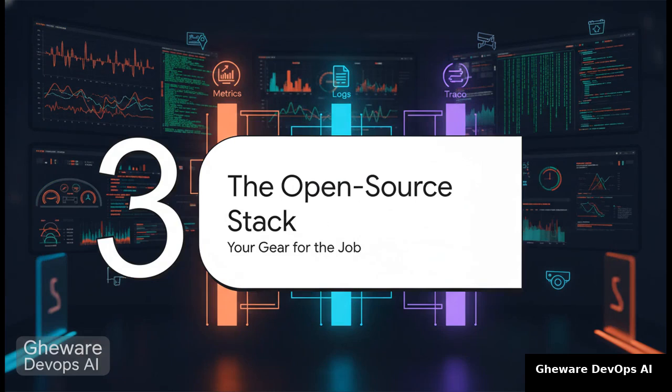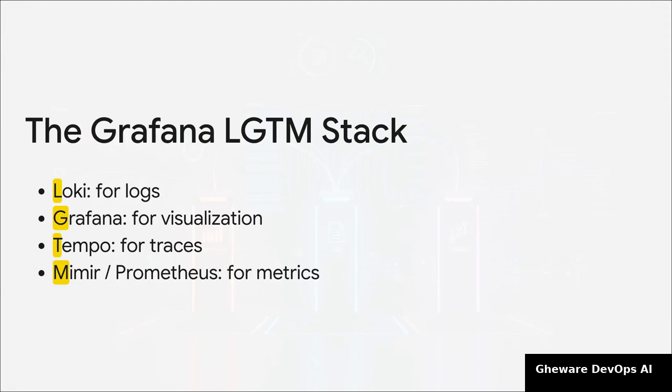Now, you're probably thinking, this sounds amazing, but it also sounds super expensive. Well, the most exciting part is that there's a complete, incredibly powerful, and fully open source stack that gives you this entire detective toolkit for free. It's called the Grafana LGTM stack. L for Loki, that handles our logs, G for Grafana, the beautiful visualization layer that brings it all together, T for Tempo, our tracing backend, and M for Mimir or Prometheus for our metrics. See? Each component maps directly to one of our pillars.